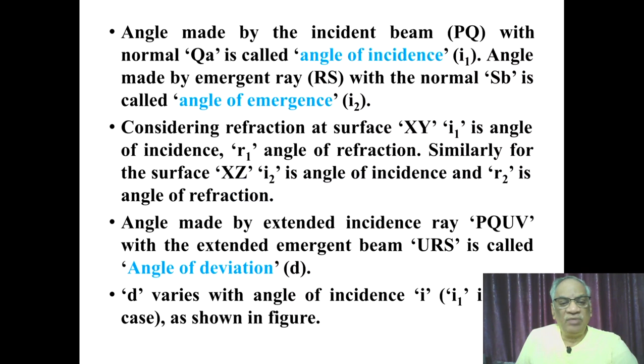Considering the refracting surface XY, I1 is the angle of incidence, R1 the angle of refraction. Similarly, for the surface XZ, I2 is the angle of incidence and R2 is the angle of refraction. The angle made by the extended incident ray PQUV with the extended emergent beam URS is called the angle of deviation, denoted by small d. This angle of deviation d varies with the angle of incidence I. That means it is a function of I. As I varies, the deviation varies.